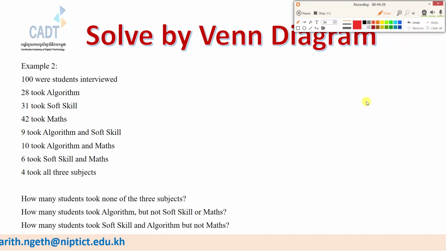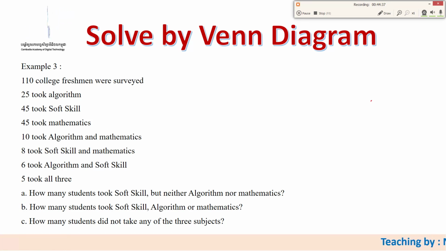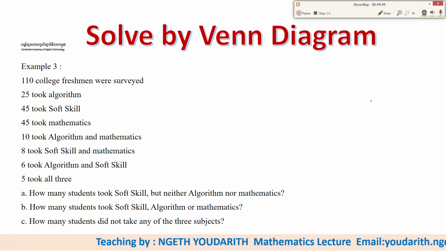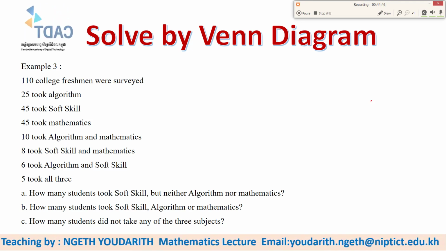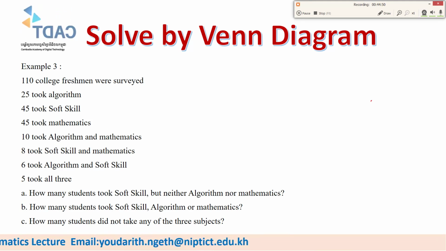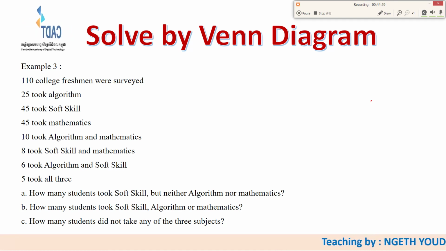And the next is another example. 110 freshmen were surveyed. 25 took algorithm, 45 took soft skill, and 45 took mathematics. So the first, you should start from the last one, like our example 2.